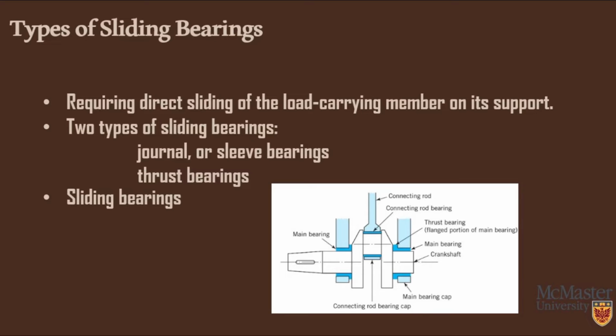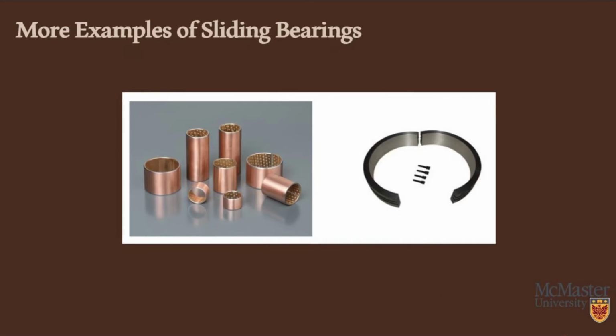Plain bearings are usually thin shells that are easy to replace, providing bearing surfaces of suitable materials, such as babbitt or bronze. Sliding bearings can also be split into one-piece cylindrical shells called bushings. And here are more examples of sliding bearings.